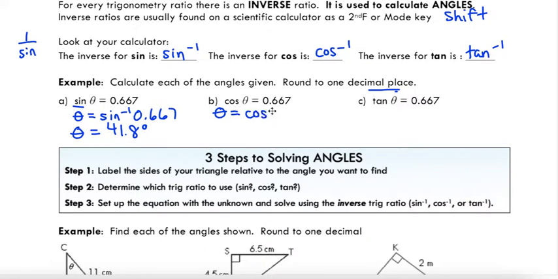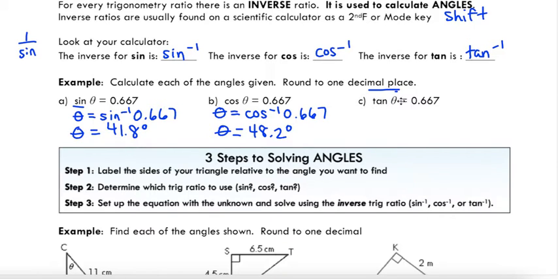We stick it on the right-hand side, but we do the opposite operation, which is cos inverse of 0.667. And again, using our calculators, we get an answer of 48.2 when we round to the nearest tenth. And that's a degree symbol, so that's an angle measurement, so we have to include our degree symbol.